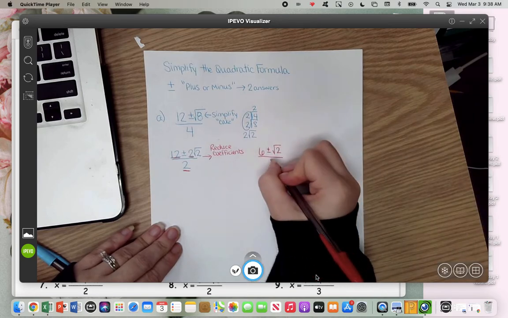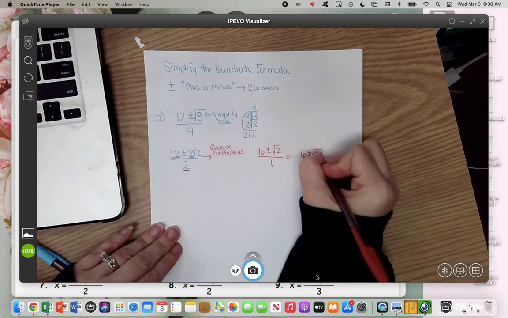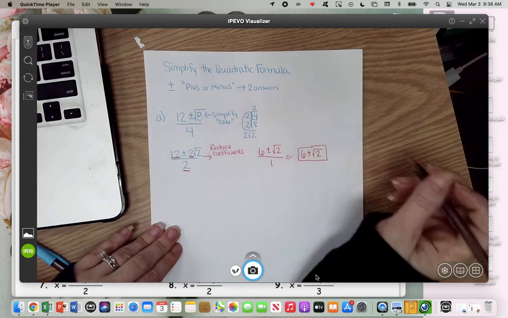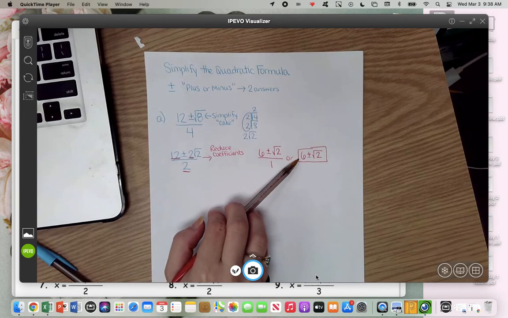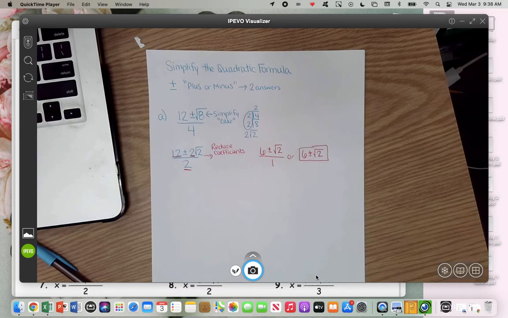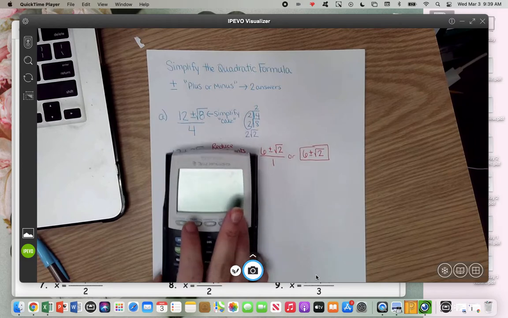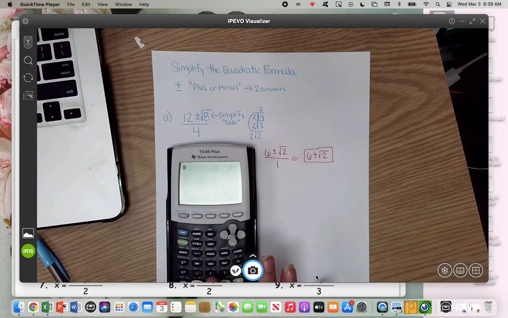And then our last one is over 1, or we don't have to even put it over 1 because writing something over 1 is the same. So this would be the most simplified answer. And I will say, this and this are equal. They just, one is definitely more simple. And I will show you guys on there. So I'm just going to use the plus, go back to the original. The numerator is 12 plus the square root of 8, and then we divide it by 4.